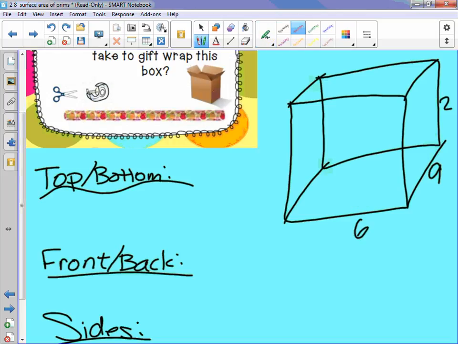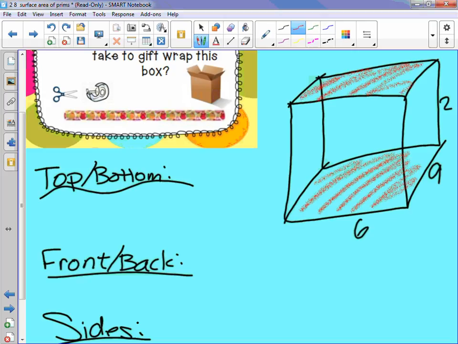So, you have your top and bottom. If I look at this, I just color coded my top and bottom. What is going to be the area of my bottom? 6 times 9 gives me 54. What do I do to find the total of the top and bottom? Times 2, which gives me 108.